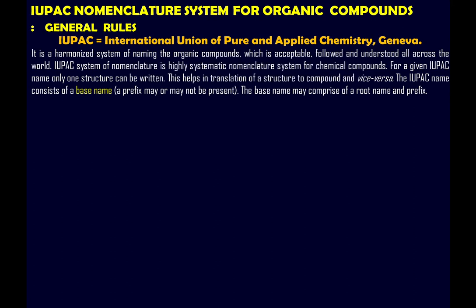It's a harmonized system for the nomenclature of organic compounds, which is acceptable, followed and understood all across the world. It is a highly systematic nomenclature system for organic chemical compounds, and for a given IUPAC name, only one structure can be written all across the world. This helps in translation of a structure to a compound and vice versa. That means from a name you can draw a structure. The IUPAC name consists of a base name. It can be just the simple root name, or it can be a prefix attached to the root name, making it a base name.